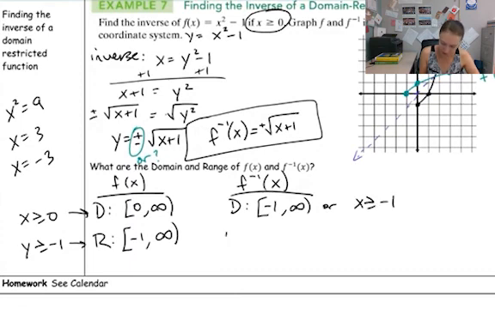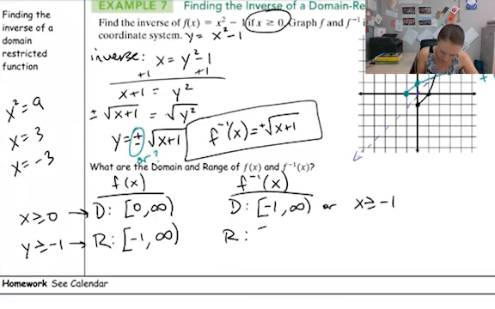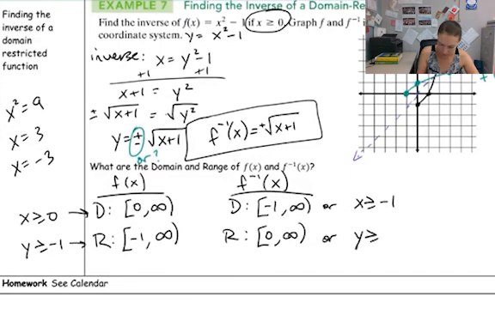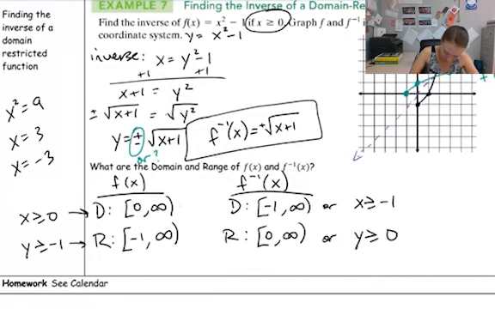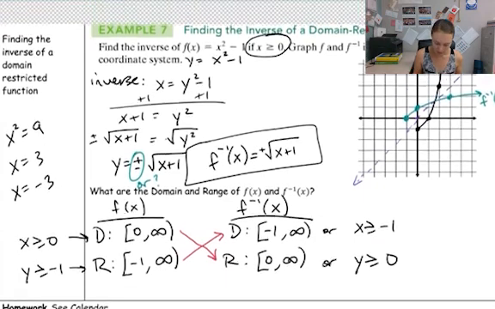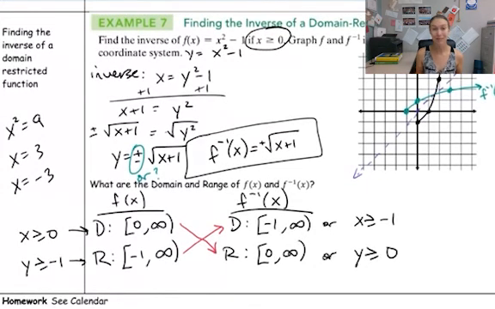My range, if we look at that starting point for f inverse of x, the y value is 0. So my range is going to start at 0 and go up. So y is greater than or equal to 0. And look at that beautiful inverse relationship here. The domain becomes the range becomes the domain. And hopefully that's pretty much it. That's everything in one nice example. And that's it for today's lesson.